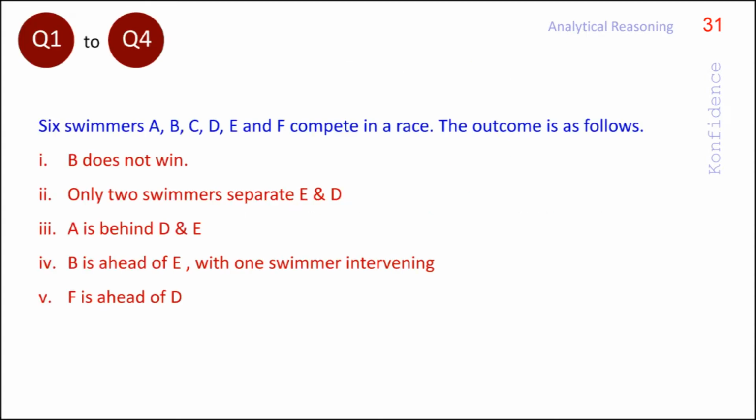Refer to questions Q1 to Q4. 6 swimmers A, B, C, D, E, and F compete in a race. The outcome is as follows. 1. B does not win. 2. Only two swimmers separate E and D. 3. A is behind D and E. 4. B is ahead of E with one swimmer intervening. 5. F is ahead of D.